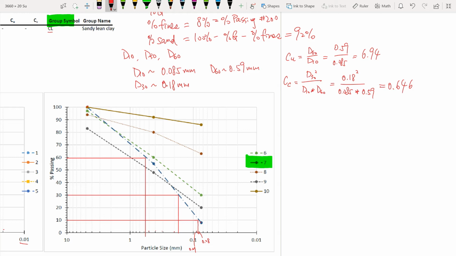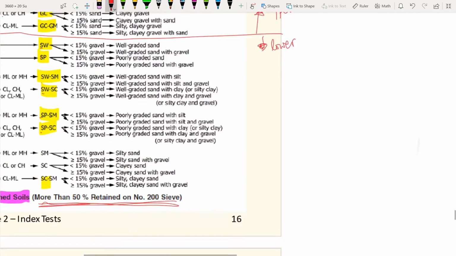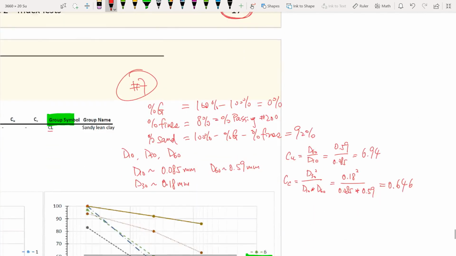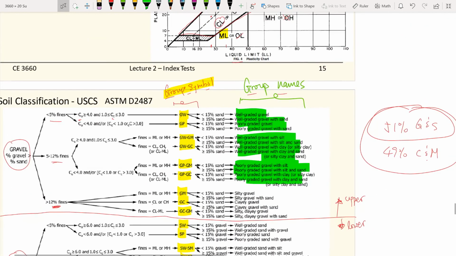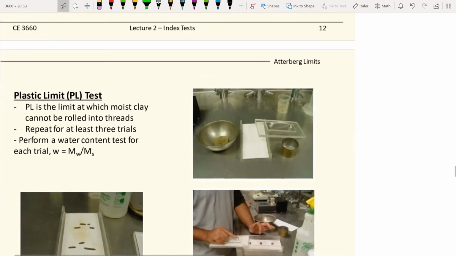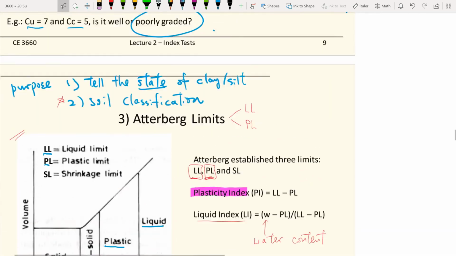Yes, we get 0.646. So we get these two numbers now. We go back to what we have learned previously. So one more time, C sub U is 6.94, and C sub C is 0.646. Okay. Remember how we learned to determine whether this is well graded or poorly graded.